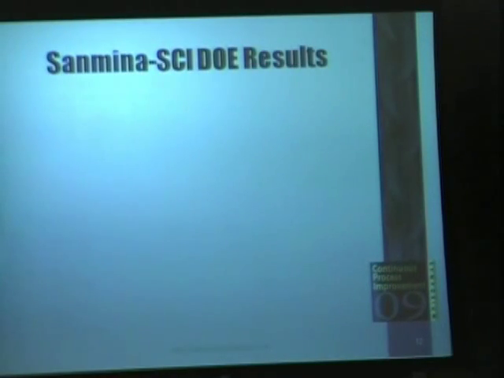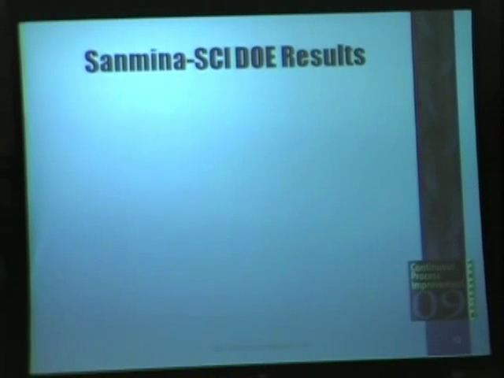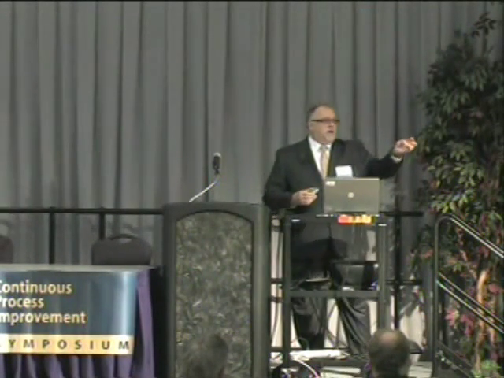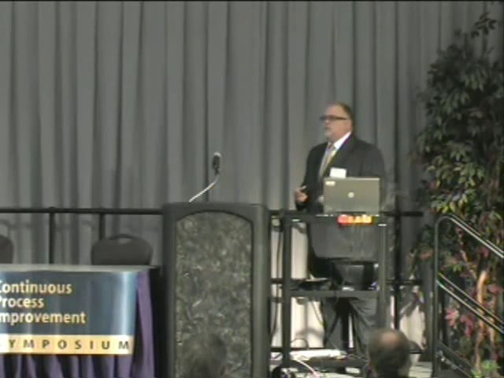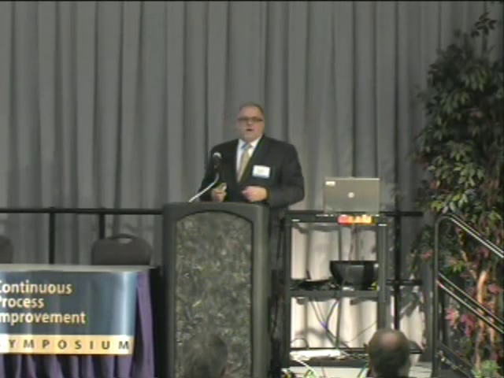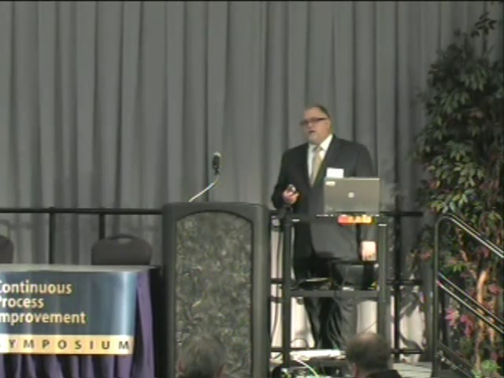Now, many of you have seen the Sanmina SCI results. But if you haven't read it, what Reza Parasta did was create a design of experiment on continuous improvement methodologies. He had 22 plants implement Lean, implement Six Sigma, and implement TLS. 6 of the 22 implemented TLS. The experiment ran for 2.5 years, and roughly 200 projects were completed in those 2.5 years.